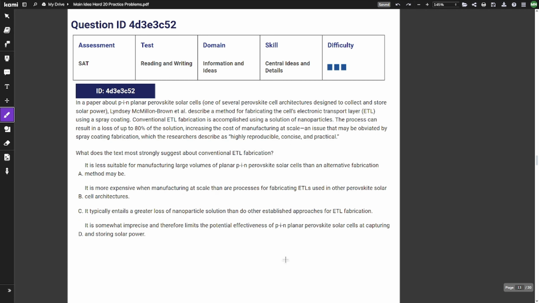Question number 11. Once again, feel free to pause and read. Alright, so here the question is asking us what does the text most strongly suggest about conventional fabrication? So, let's quickly summarize our text. Here it says that conventional fabrication can result in a loss of up to 80% of the solution, and as a result, it costs more to manufacture at scale. However, there is this new method, which is spray coat fabrication, and it's more reproducible, concise, and practical.